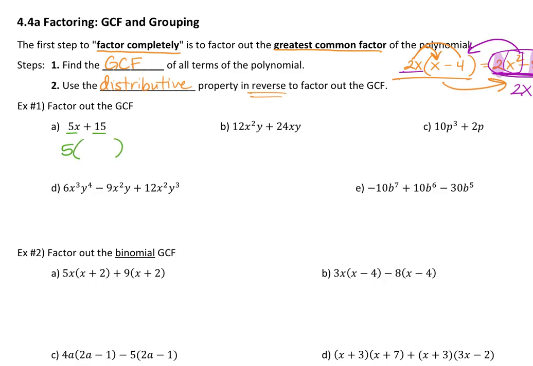Well, now it's like we're dividing by that 5. So if I divide by 5, 5 over 5 is 1, so there's just an x left there. And then 15 over 5 is a 3, and you just keep the sign, unless, of course, you're dividing by a negative, which we're not. So it's 5 parentheses x plus 3. Okay, that is factoring out the GCF.